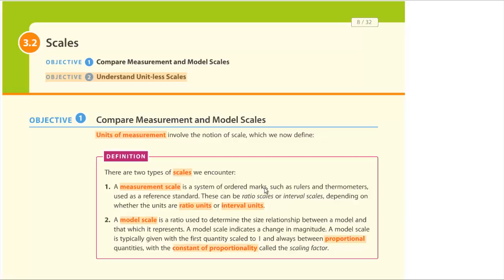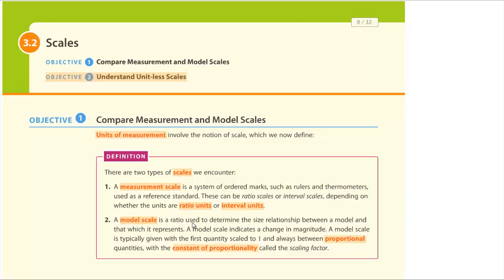And these types of measurement scales can either be ratio scales like rulers or interval scales like thermometers. Because remember, thermometers deal with temperature, and temperature are interval units. They don't have a true zero. And something twice as big doesn't make sense, right? 10 degrees is not twice as hot as 5 degrees. But ratios do, right? 10 pounds is twice as heavy as 5 pounds.